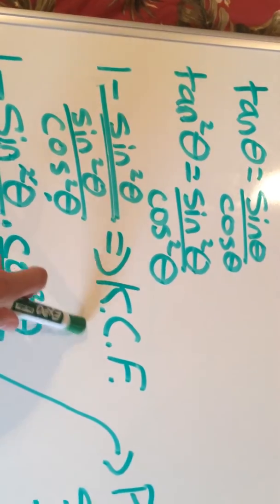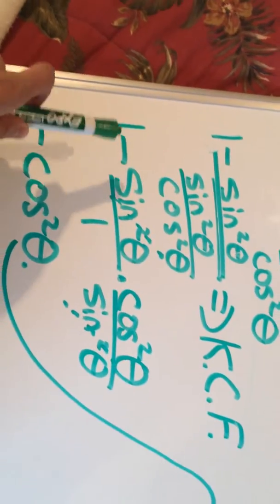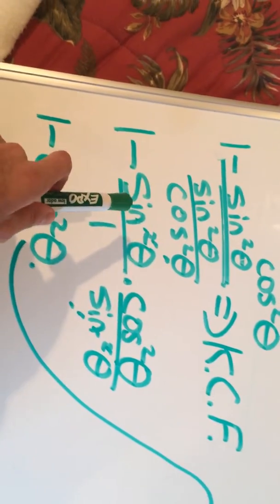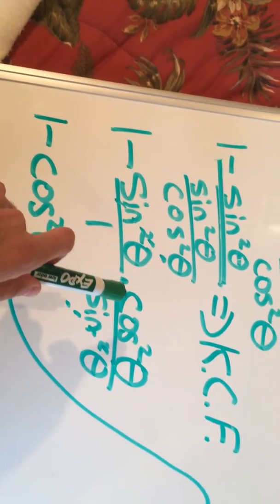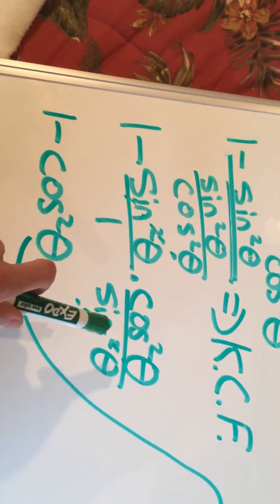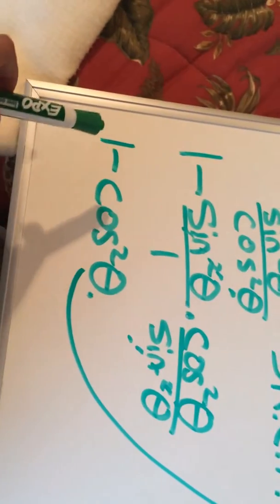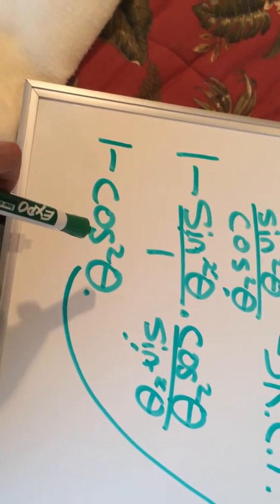Then I'm going to keep it, change it, flip it, because it's a fraction divided by a fraction. So I get (1 minus sine squared theta) over 1, keep the top, times, change division to multiplication, and flip the bottom, which I did here. Sine squareds cancel out, and I'm left with 1 minus cosine squared.